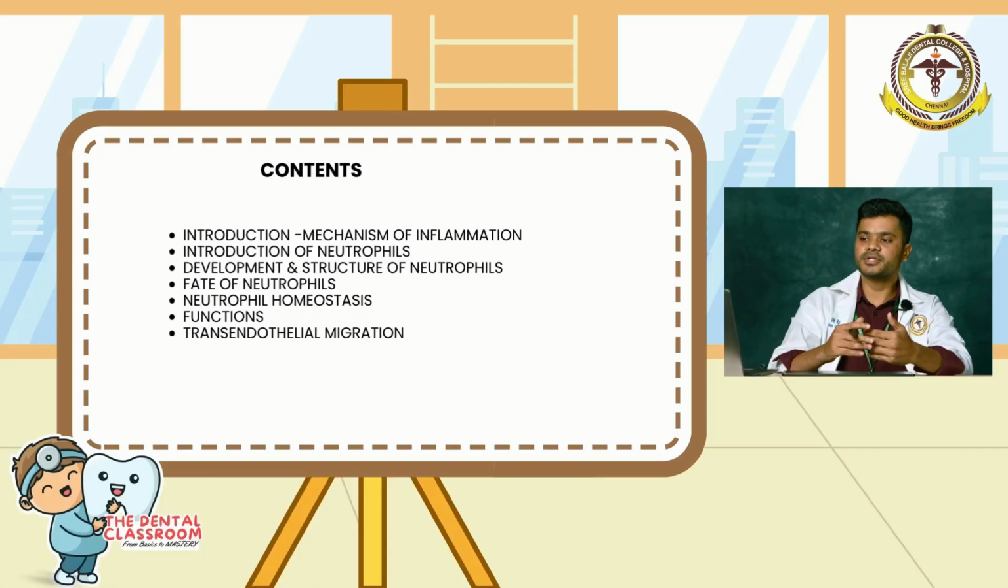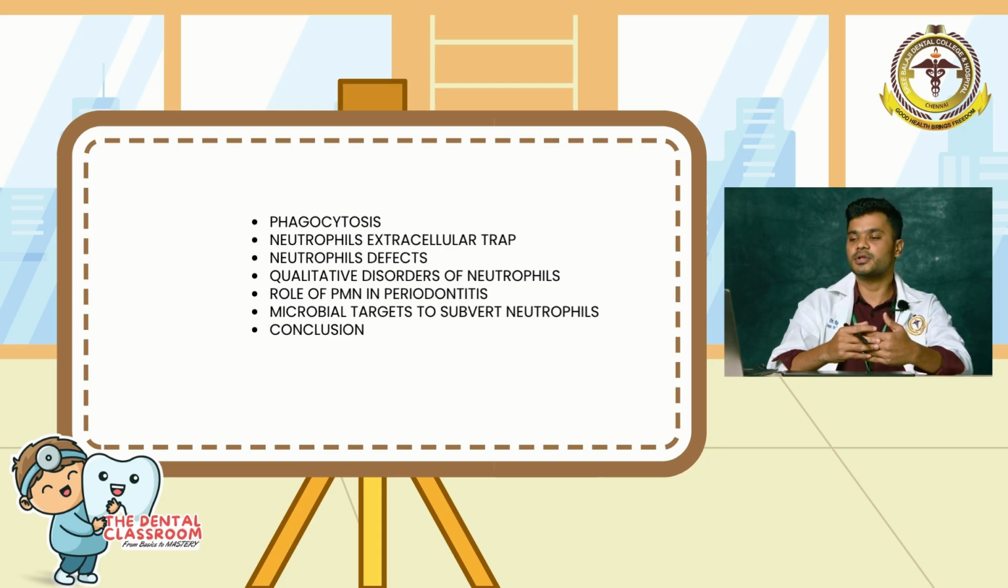So in this video we are going to discuss the introduction of mechanism of inflammation, introduction to neutrophils, development and structure of neutrophils and fate of the neutrophils, neutrophil homeostasis, functions, transendothelial migration, phagocytosis and neutrophil extracellular trap, neutrophil defects, qualitative disorders of neutrophils, role of PMN in periodontitis, and microbial target to subvert the immune response and conclusion.